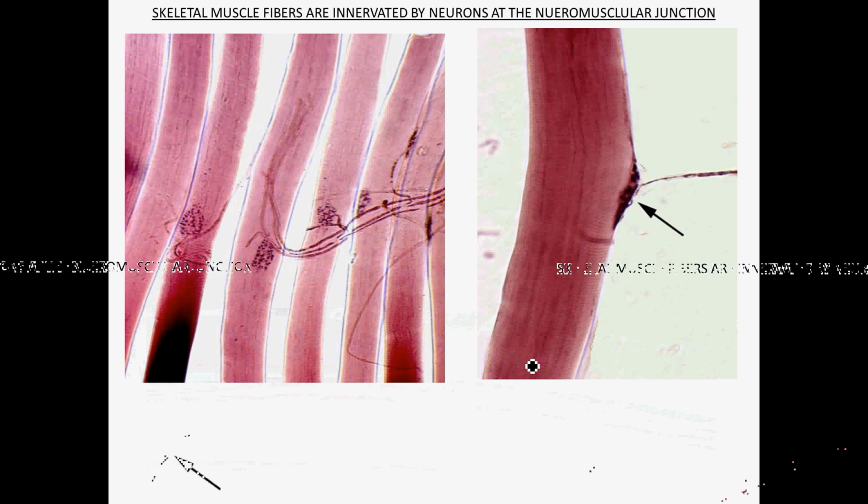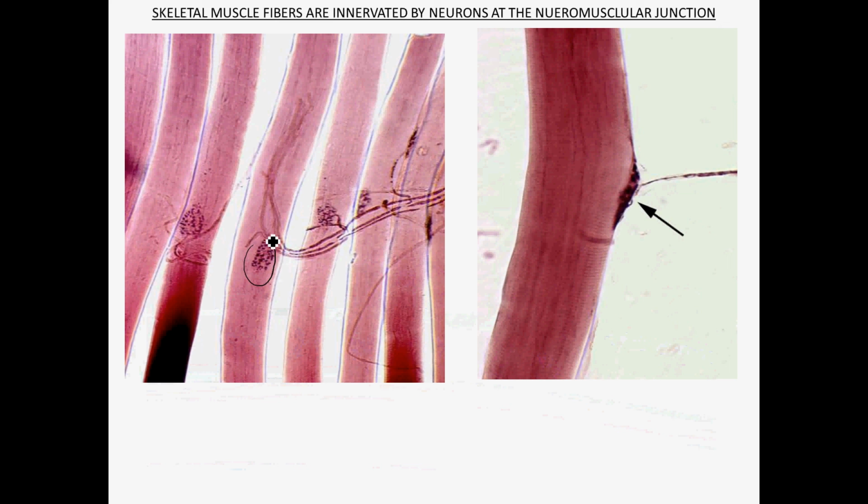We have it in the back, and here is another couple of images of the motor end plates right here. So this is the axon terminal on that muscle fiber, and here we see it being pulled away just a little bit, just to indicate to you that there is a little bit of connective tissue that's holding this neuron axon terminal to the skeletal muscle fiber right here, okay, the skeletal muscle cell.